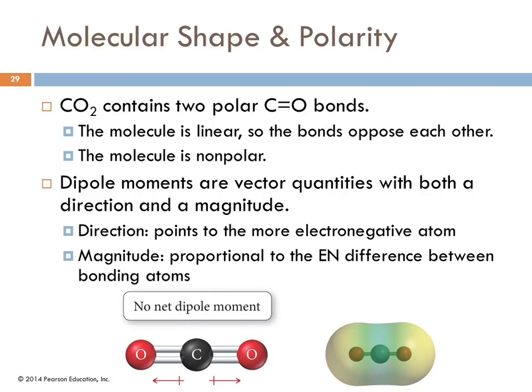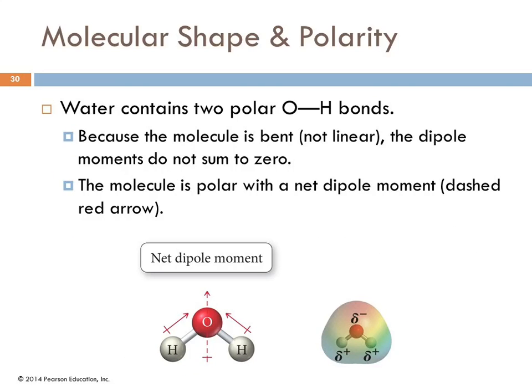Let's look at something else that has two vectors. Water. Water has two polar bonds, but water has a bent shape. It's not linear. So here we have oxygen to hydrogen. The dipole moment is going towards the oxygen, and in this bond, oxygen and hydrogen, the dipole moment is going towards the oxygen. There is a net dipole moment.